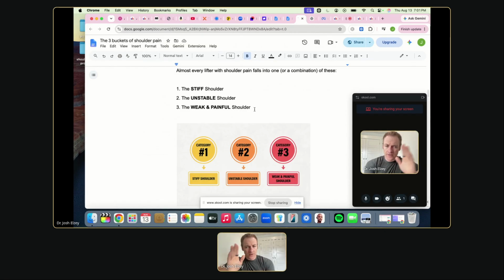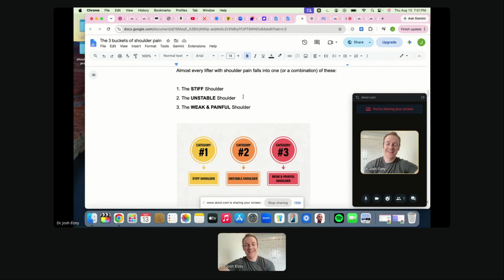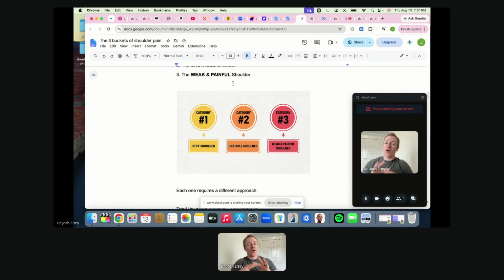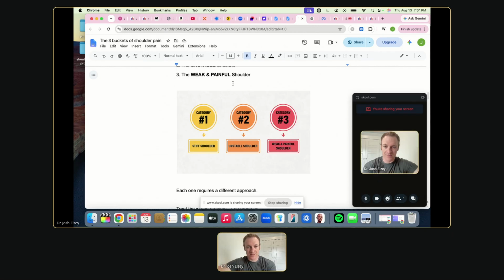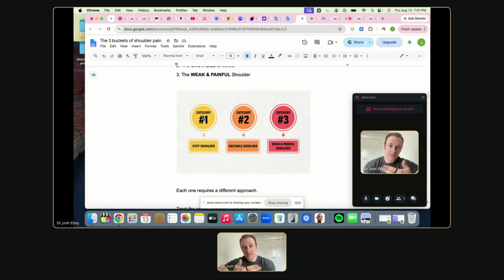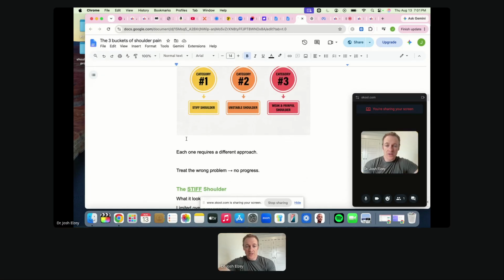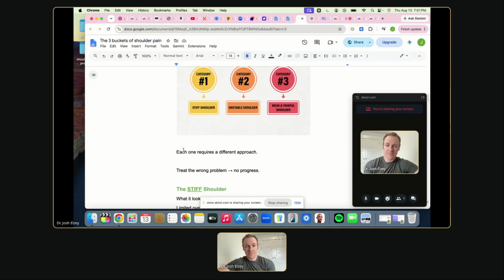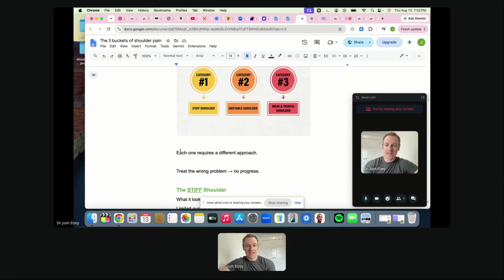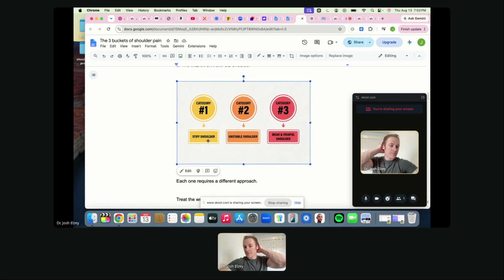Now, just a little caveat. This is a very, very oversimplified explanation of shoulder pain, right? This is just categorizing all the different potential problems that could be going wrong. Mobility issues, stability issues, sensitivity issues, essentially, is what we're looking at. So again, this is oversimplified, but maybe think about which bucket you feel like you fall into, because each one requires a different approach, right?